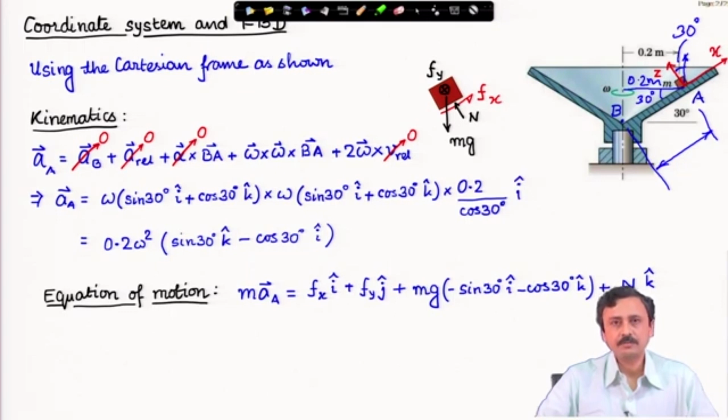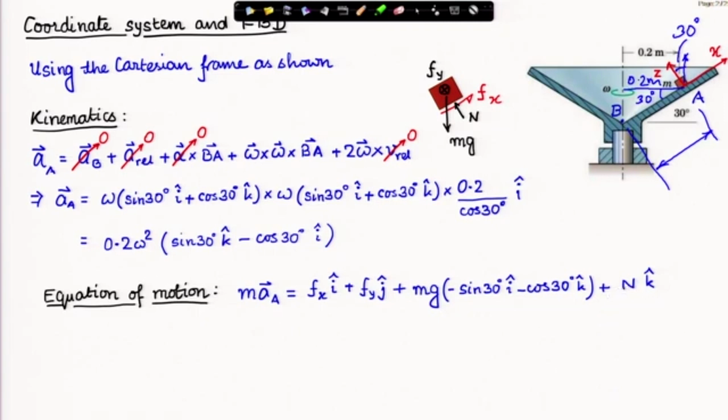Mass times acceleration of A is equal to sum of all forces acting on it, and all these forces are very clearly shown in the free body diagram. So, what we have to do is only represent these forces in the coordinate system chosen. The force of friction has an x component along i cap, y component along j cap, Fx i cap plus Fy j cap. Weight is vertically downwards, this mg times a unit vector which is vertically downwards, plus normal reaction is perpendicular to the plane which is along z, and therefore, it is N times k cap.